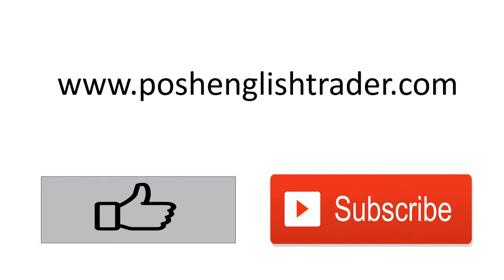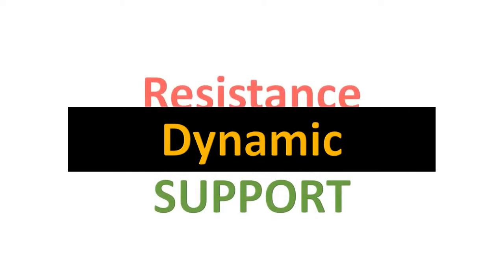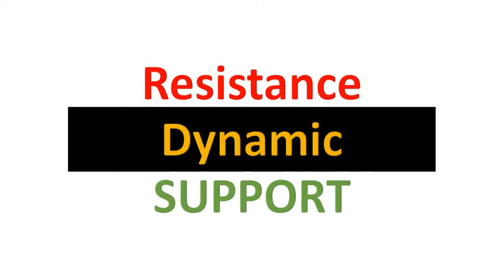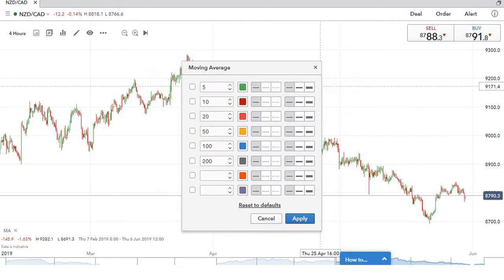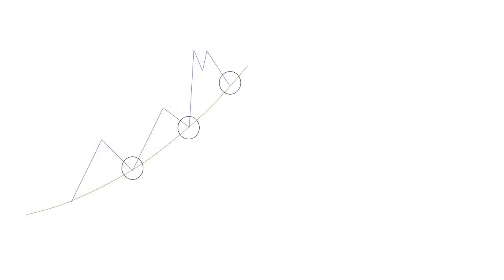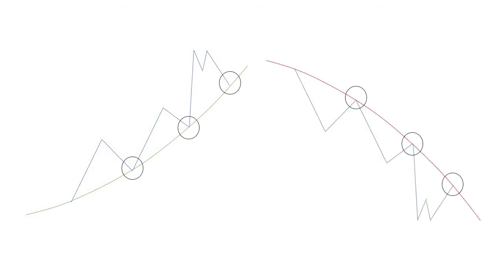Let's go. So, moving averages are known as dynamic support and resistance. So-called dynamic because they are constantly changing depending on recent price action. The main moving averages are 10, 20, 50, 100 and 200. A great way to trade them is to buy when the market dips and meets the moving average in an uptrend, or sell when the market rises and meets the moving average in a downtrend.